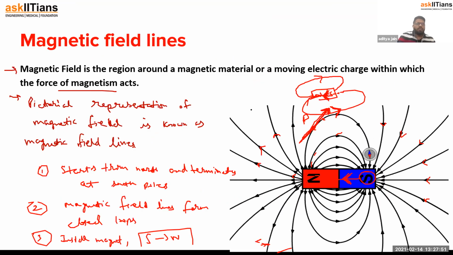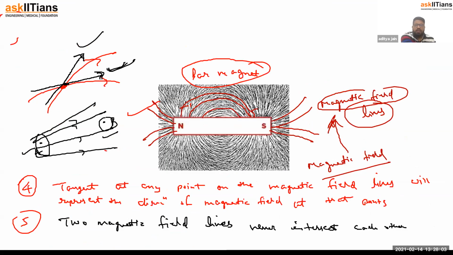So I think we have covered the important properties. We have seen six properties. Magnetic field lines start from north and terminate at south. Magnetic field lines form closed loops. Inside the magnet, the direction is from south to north. Then we have seen that the tangent drawn at any point on the magnetic field lines represents the direction of magnetic field at that point. Then we have seen two magnetic field lines never intersect each other, because if they do, there will be two directions of magnetic field at a single point, which is not possible.